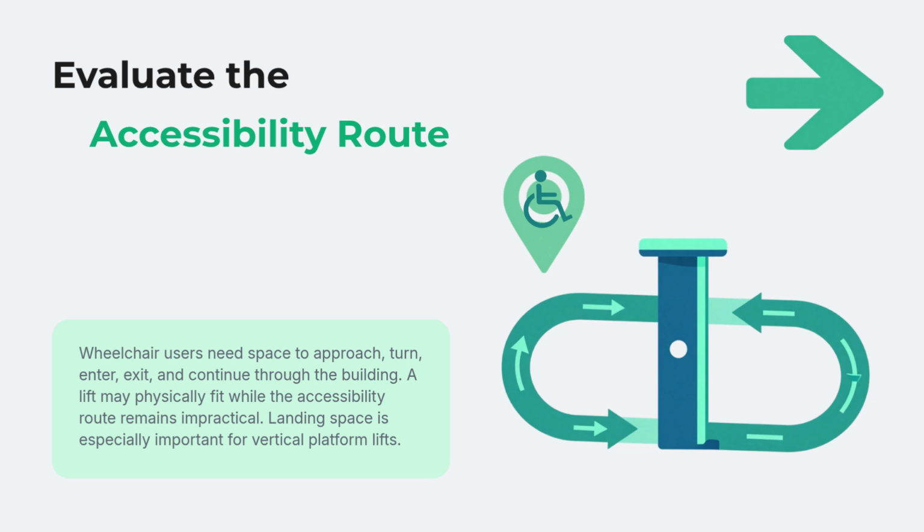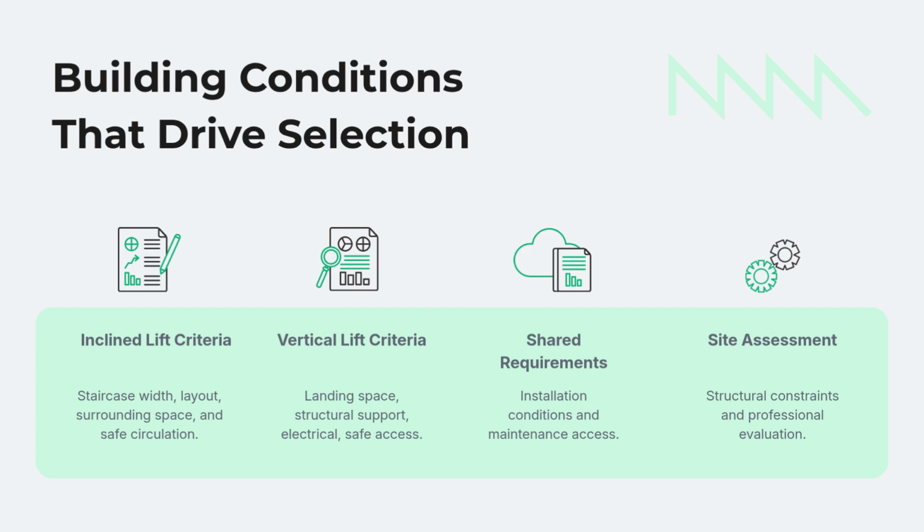A lift may physically fit into a location, but the accessibility route may still not work properly if the surrounding space is limited. Other factors should also be considered: daily usage, frequency, building traffic flow, structural conditions, indoor or outdoor installation, maintenance, access, future accessibility requirements. The goal is not just installing a lift. The goal is creating a safe and practical accessibility solution.